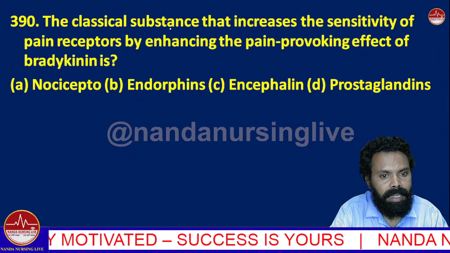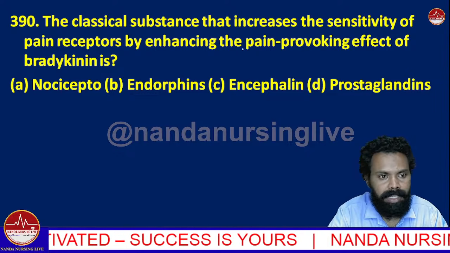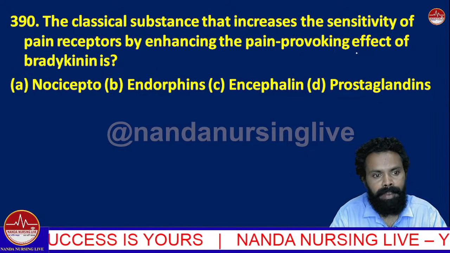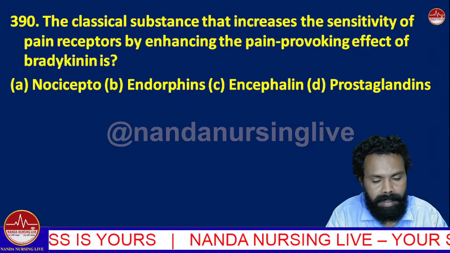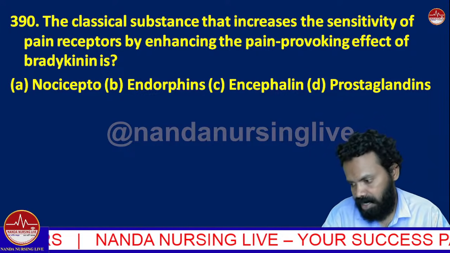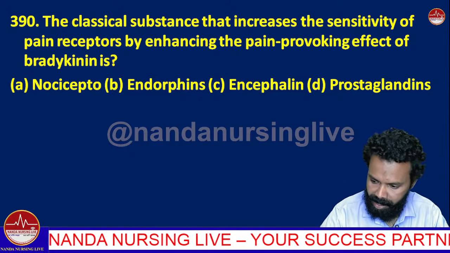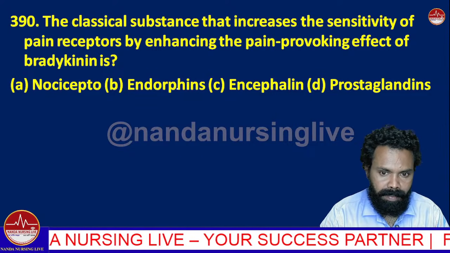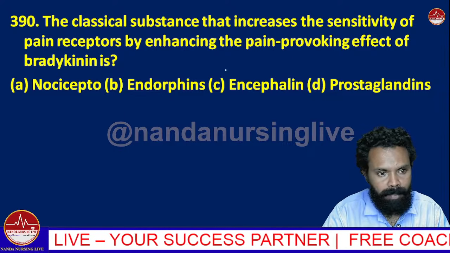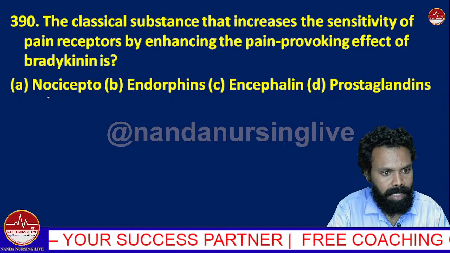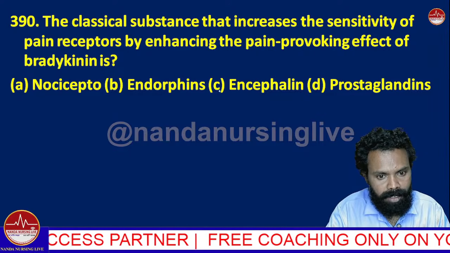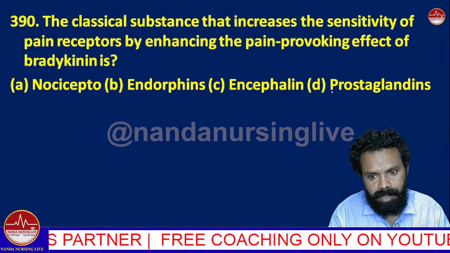The classical substance that increases the sensitivity of pain receptors by enhancing the pain-provoking effects of bradykinin is: option A nociceptor, option B endorphins, option C encephalin, option D prostaglandins.